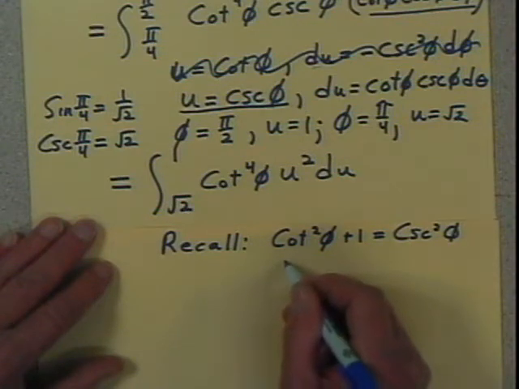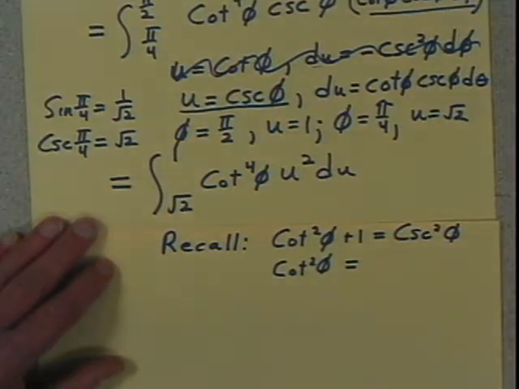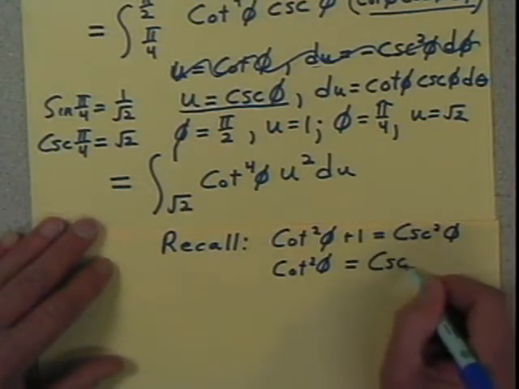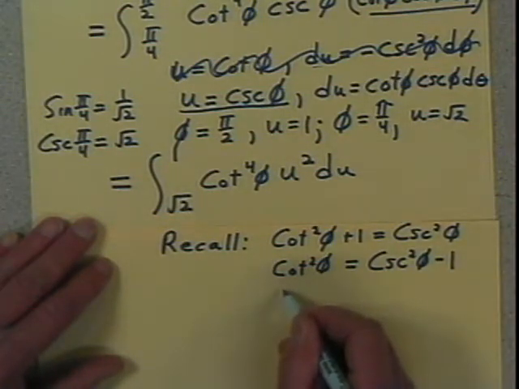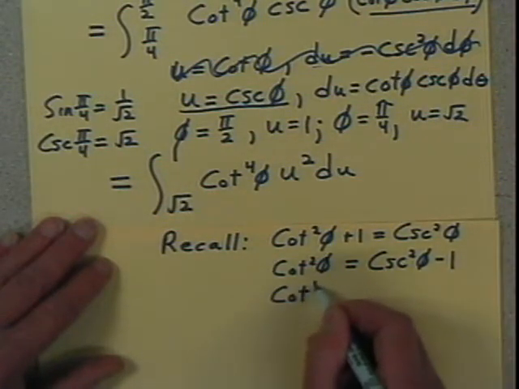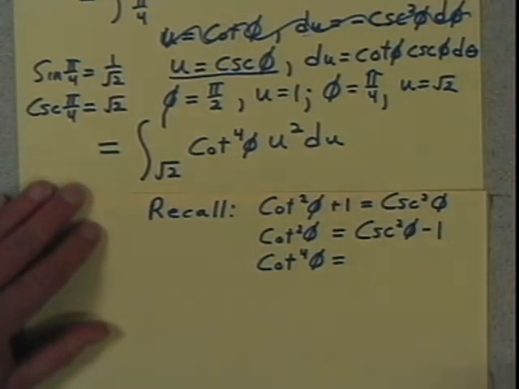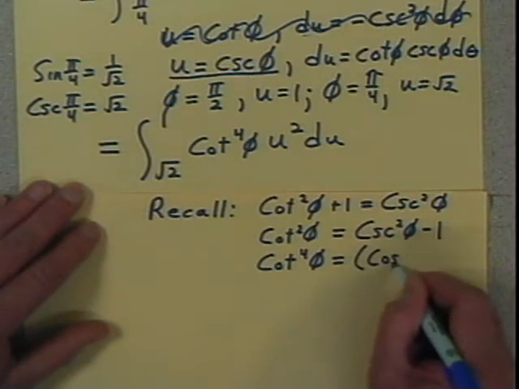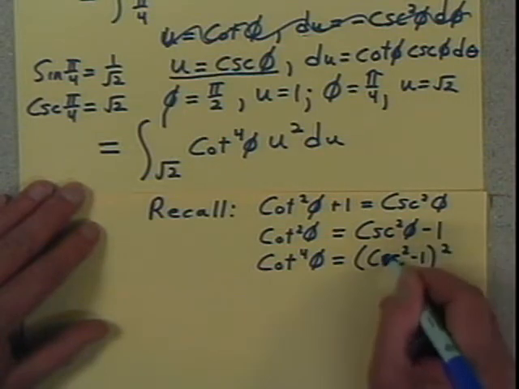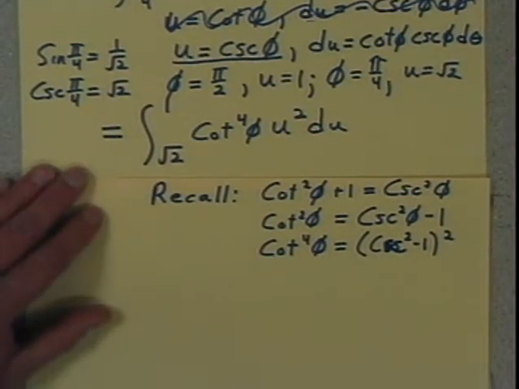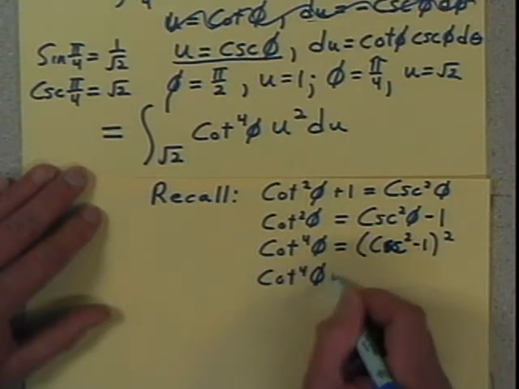So what would cotangent squared of phi equal? Should equal cosecant squared minus 1. Okay. What would cotangent to the fourth of phi equal? Equal whatever this is, and then squared, cosecant. Okay, so what can I replace cotangent to the fourth with then?